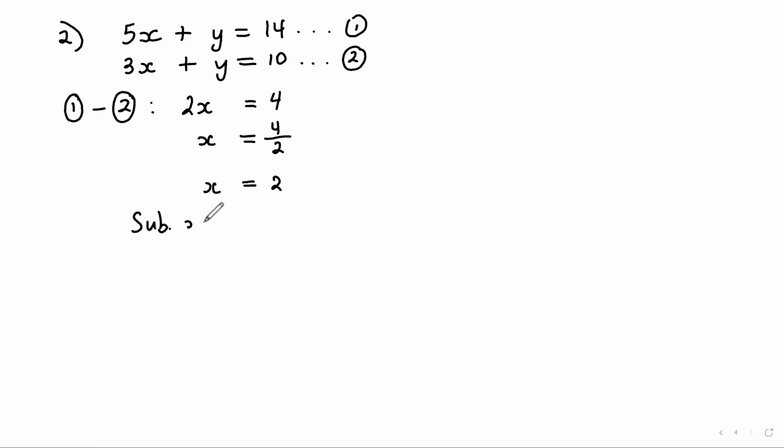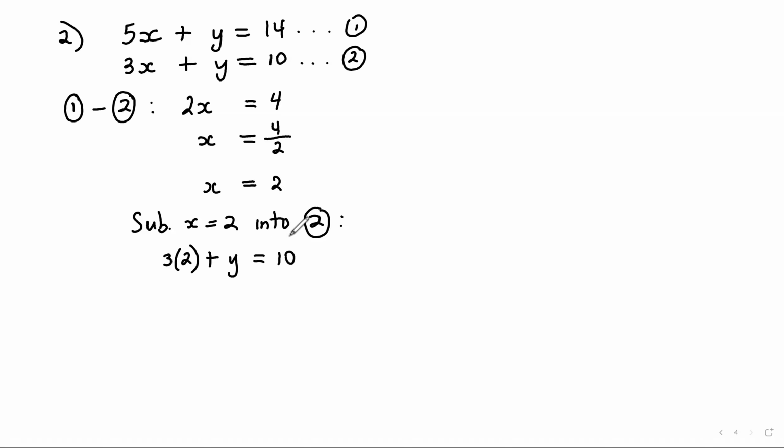So substitute x is equal to 2 into any one of the equations. I'm going to do it in equation 2 this time. Wherever I have x in equation 2, I'm going to replace it with 2. However, I have to use brackets, because in equation 2 it's 3x, which literally means 3 times x. So that would be 3 open brackets, 2 close brackets, plus y is equal to 10.